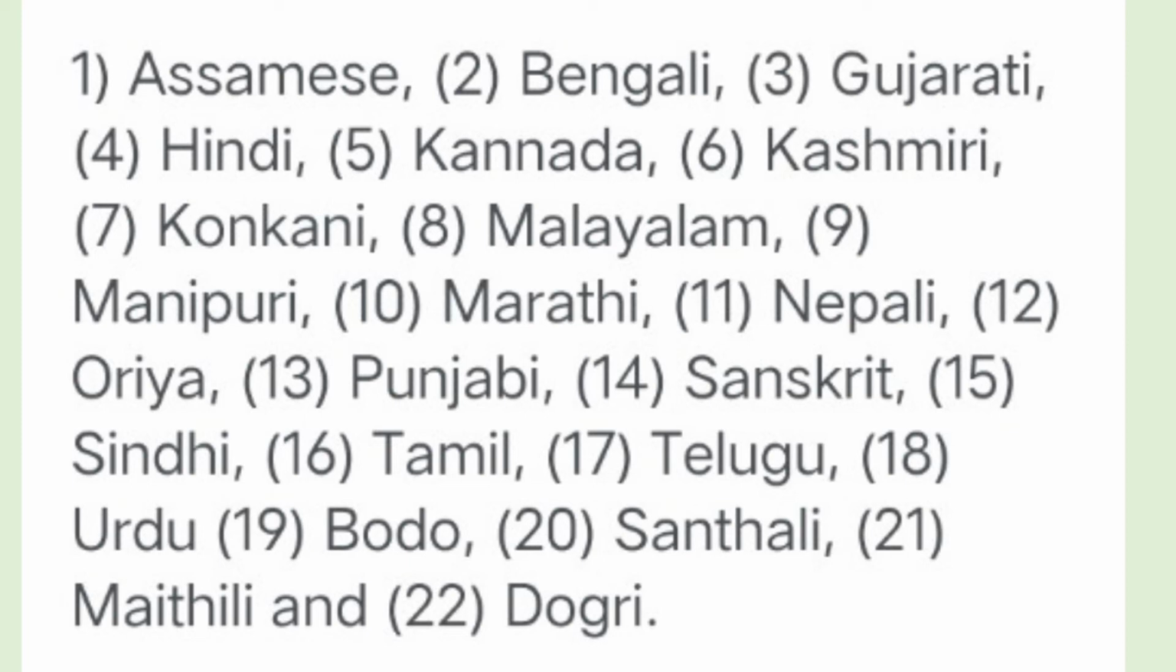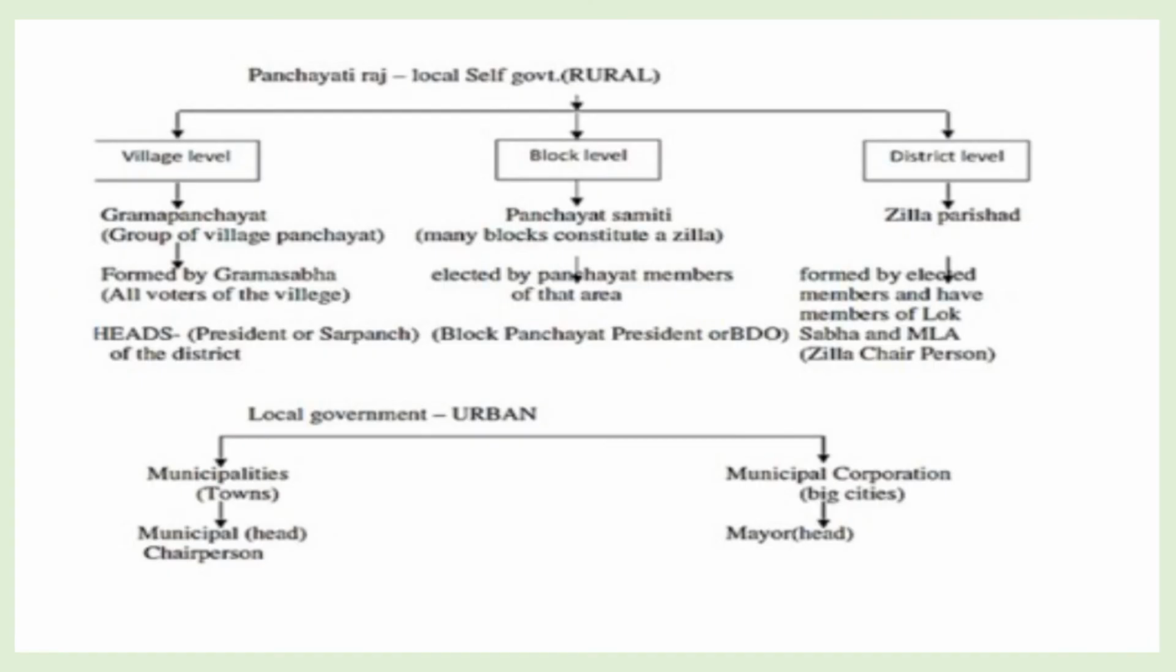Assamese, Bengali, Gujarati, Hindi, Kannada, Kashmiri, Konkani, Malayalam, Manipuri, Marathi, Nepali, Oriya, Punjabi, Sanskrit, Sindhi, Tamil, Telugu, Urdu, Bodo, Santali, Maithili, and Dogri are the list of statutory languages.